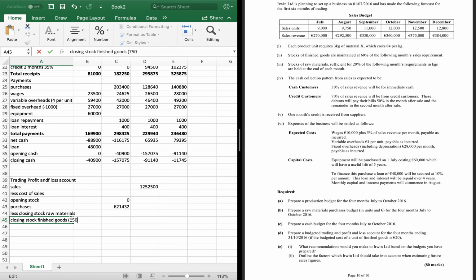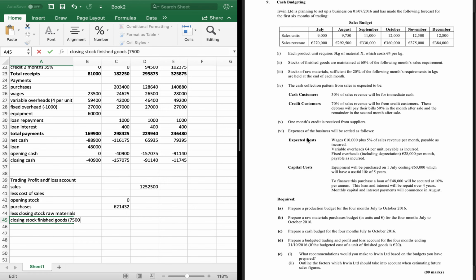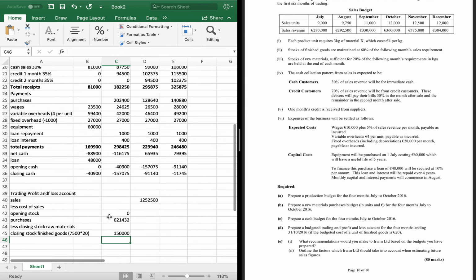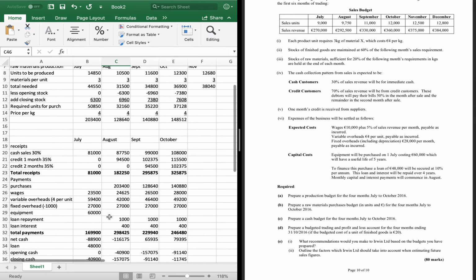So we're selling our products, the cost of our products is €20. Okay. So that's given to you in the question there. So it has to give you the cost of finished goods, otherwise you'd be at it all day. You'd have to work out the cost of 1 unit of finished good. They're not going to ask you to do that. Okay, so that's 150,000.